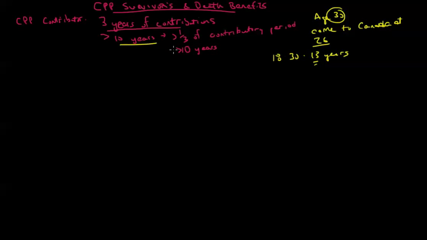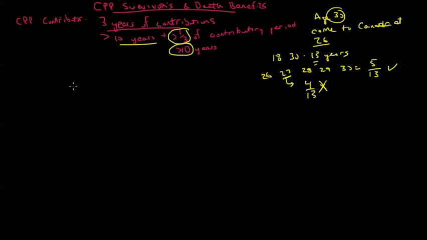So then the question we have here is, did they contribute for more than 10 years? No, they didn't. Did they contribute for more than 1/3 of their contributory period? They contributed for the years 26, 27, 28, 29, and 30. That's 5 years. 5 out of 13 would put them over that 1/3. They would qualify. If that were only 4 out of 13, if they had come to Canada at age 27, for example, then they would have 4 out of 13, and that would be less than 1/3. Here they would not qualify.